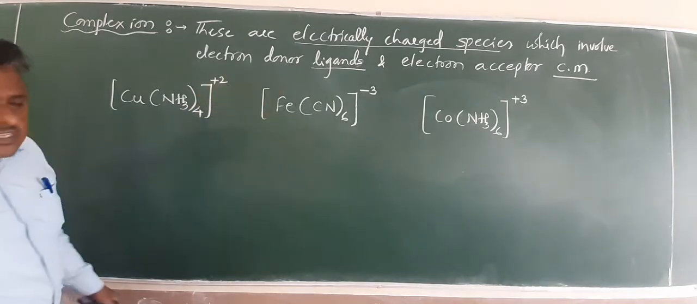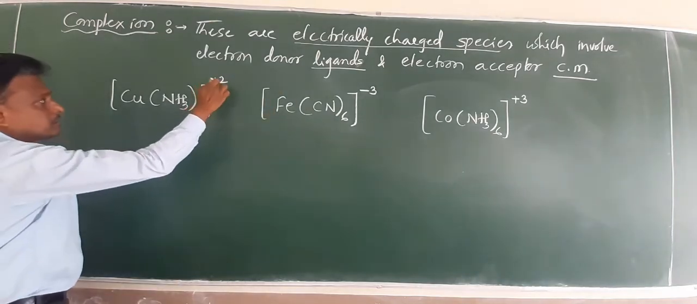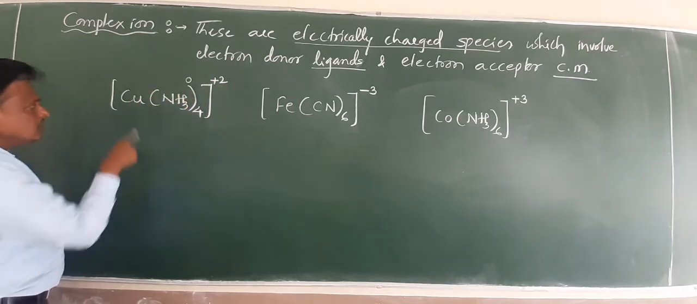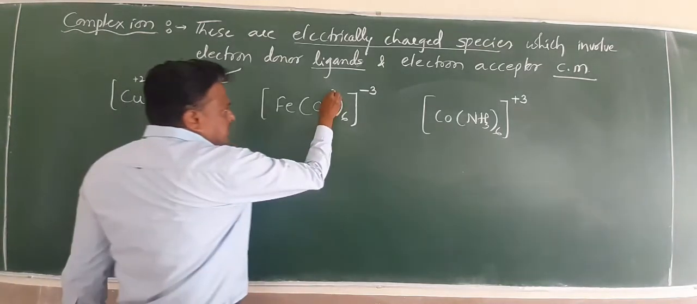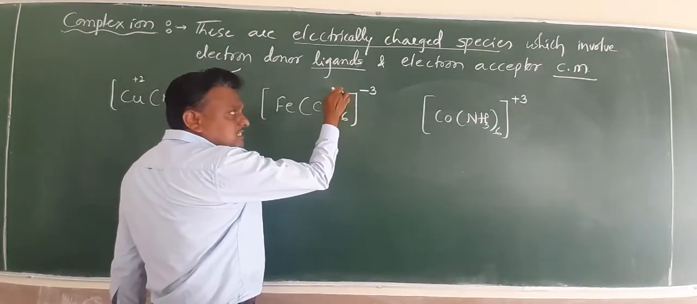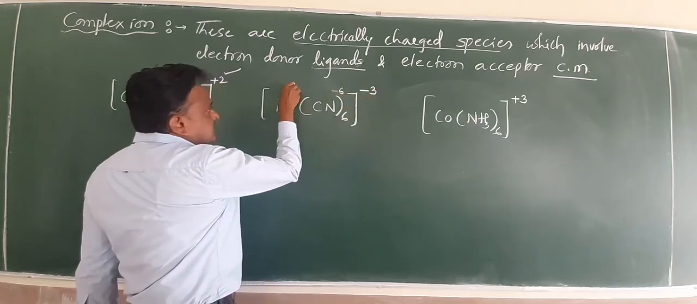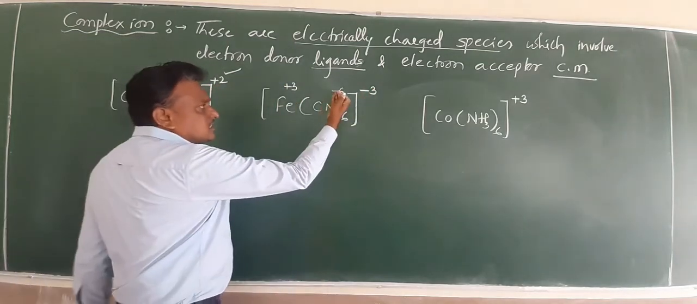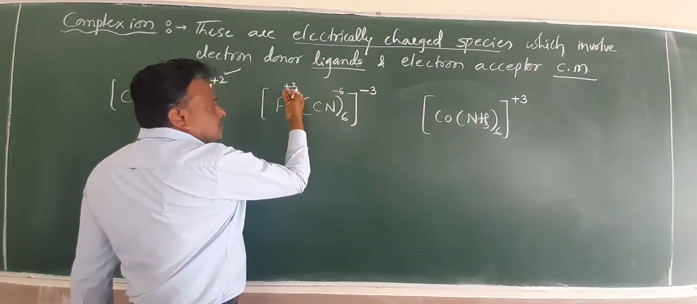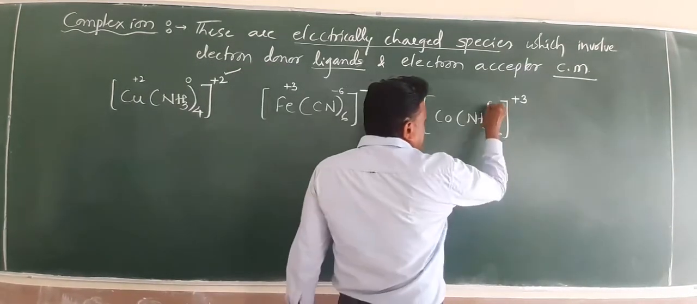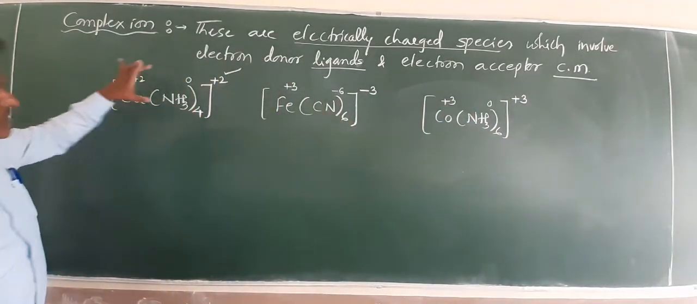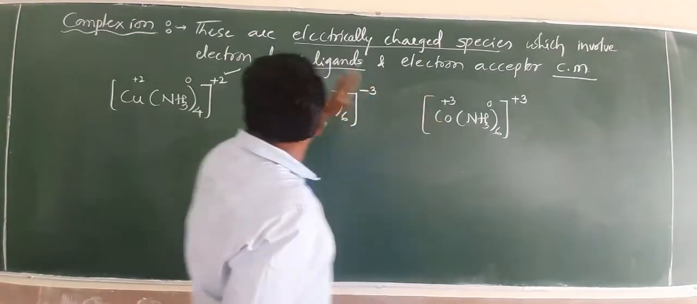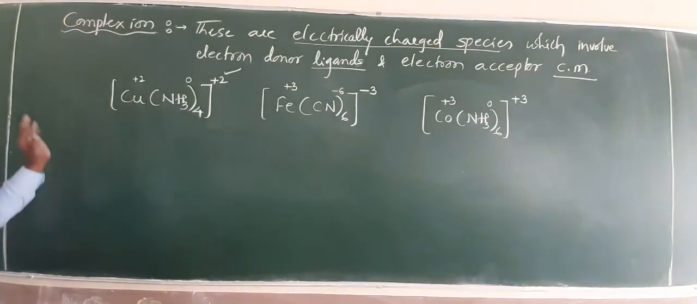Very simple. The ammonia is 0, copper is obviously plus 2, and the net whole charge is plus 2. Cyanide is minus 6. If you get a minus 6 and the net charge is minus 3, iron is obviously plus 3. Simple mathematics. Ammonia is a neutral ligand, and with the net charge plus 3, cobalt itself is plus 3. You can easily find out the central metal oxidation state also in a complex ion. This is the major part of our syllabus.